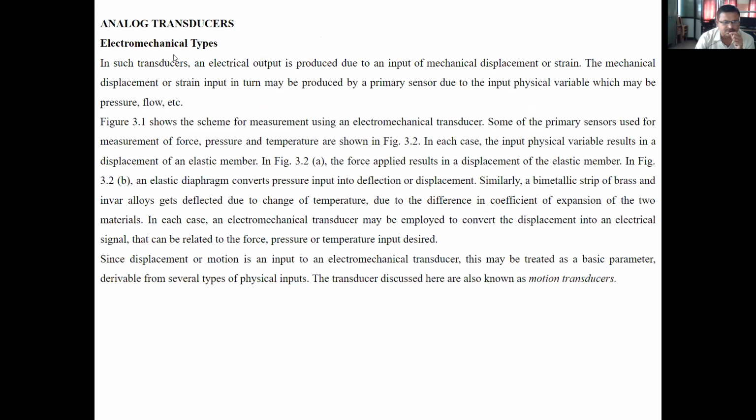Analog transducers. First is electromechanical types. In such transducers, an electrical output is produced due to an input of mechanical displacement or strain. The mechanical displacement or strain input in turn may be produced by a primary sensor due to the input physical variable, which may be pressure, flow, etc. Figure 3.1 shows the scheme for measurement using an electromechanical transducer. Some of the primary sensors used for measurement of force, pressure, and temperature are shown in figure 3.2.